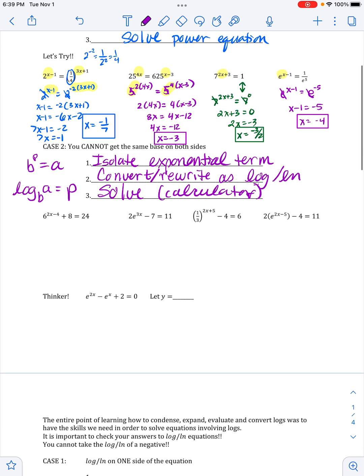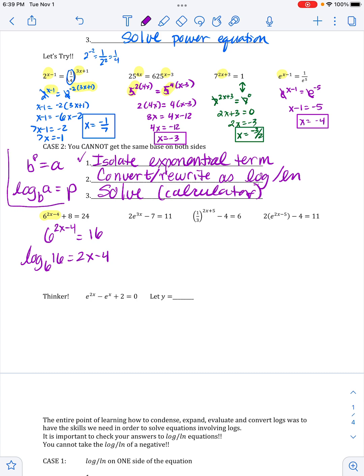So in this first case, equation, this is the part that I need to isolate or get alone. So I'm just going to take 8 away from both sides and have my 6 to the 2x minus 4 part alone. And then when I take that 8 away, my 24 becomes a 16. Okay, that is step 1. Now I need to rewrite it. So I write it as the log of my base with the 16 here, and the power always goes alone. The power always stands alone. So it goes on that other side.